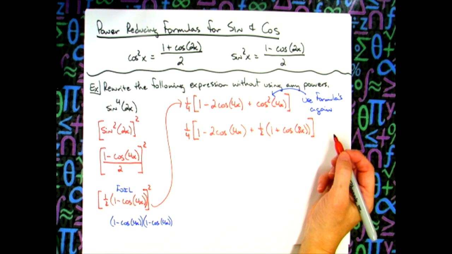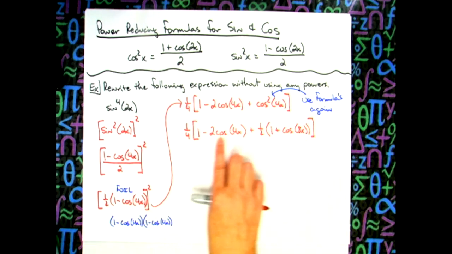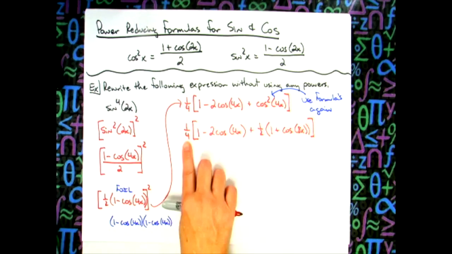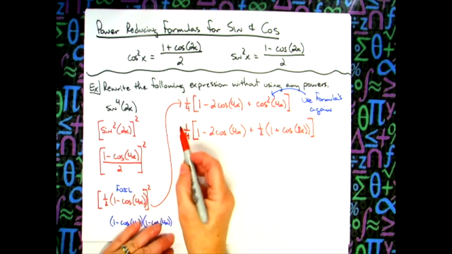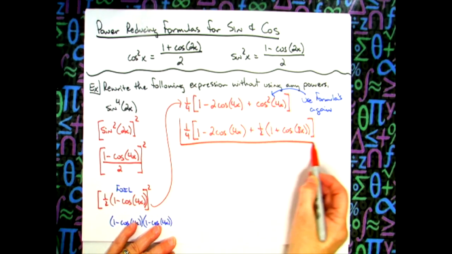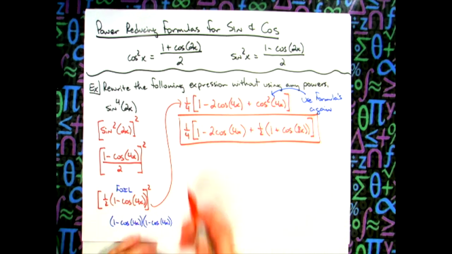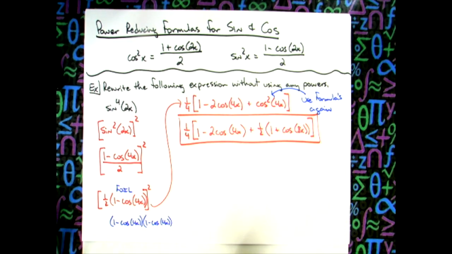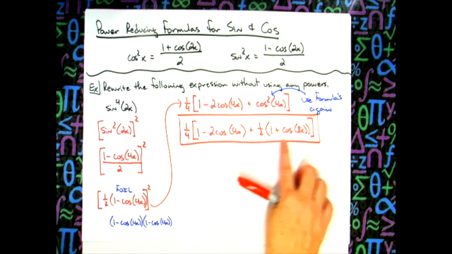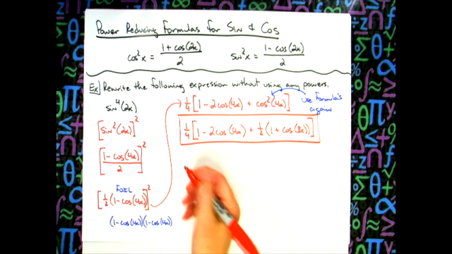Now, technically, at that point, you are done, because I do not have any powers left. So let's go ahead and box that in, because that's a valid answer. There's nothing wrong with that. Now, could you clean it up? Could you do some more algebra with it? Sure, we could distribute the 1/2 here. So let's go ahead and do that.